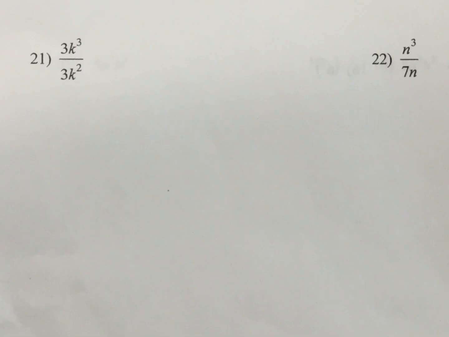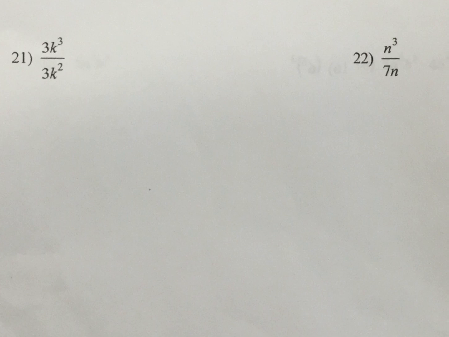21 has a division bar. We know when there's a division bar, we divide the big numbers, so 3 divided by 3. That gives me a 1. K. We subtract the little numbers. 3 minus 2 is 1. 1k to the first power. Or actually, your answer could just be k.